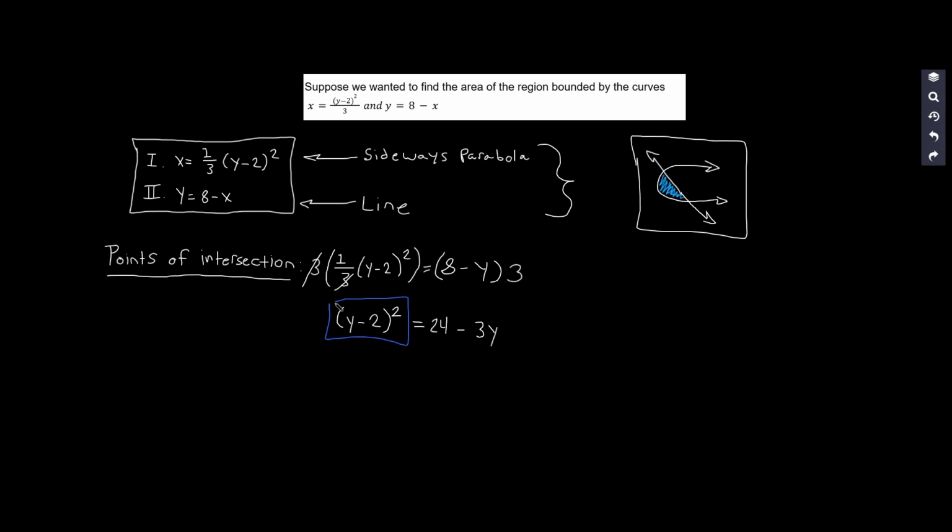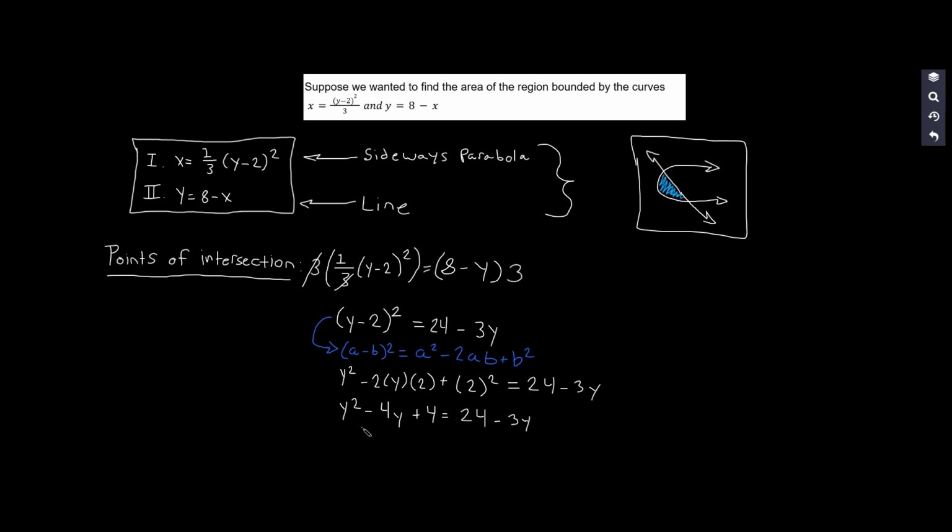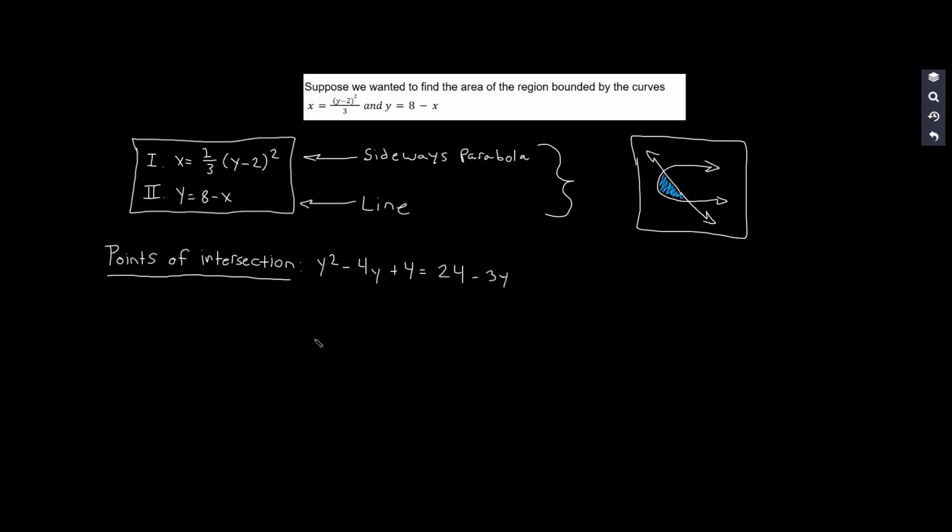Let's investigate this (y minus 2) squared. It should look familiar. (y minus 2) squared is the same thing as (a minus b) squared, so we need to apply this formula. So at this point, what we should have is y squared minus 4y plus 4 equals 24 minus 3y. Now I'll make some space. We're going to continue to try to get everything to one side. What we can do is add 3y to both sides. Now we have y squared minus y plus 4 equals 24, and we're going to subtract 24 from both sides. At this point, we have y squared minus y minus 20 equals 0.